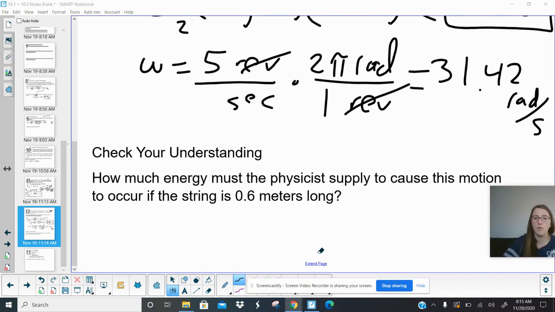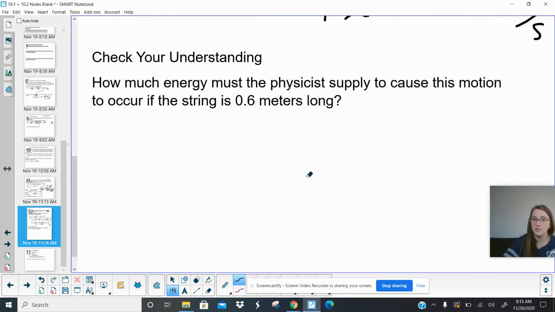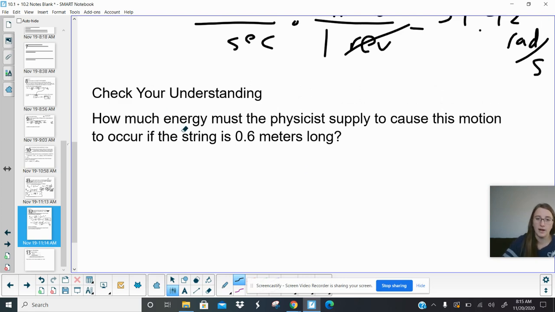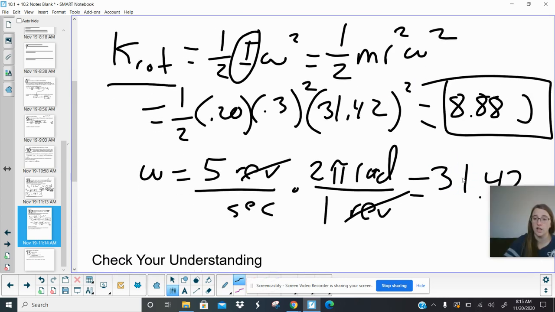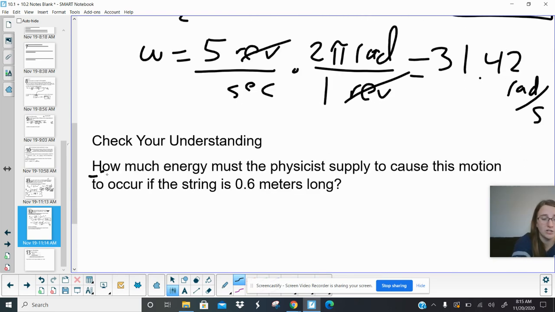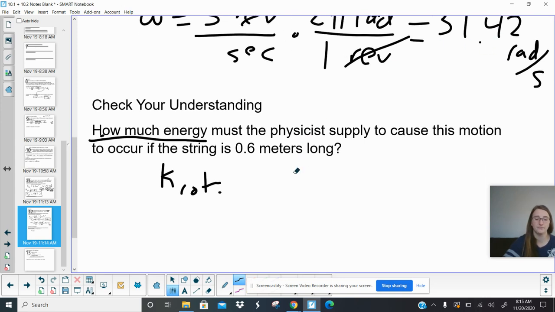So I want you to just try it one more time. It's the exact same thing, and we have already also, we have the angular velocity. So how much energy? We are still finding K rotation. Go ahead and try it one more time, keeping in mind that the angular velocity stays the same. Go ahead and try it.